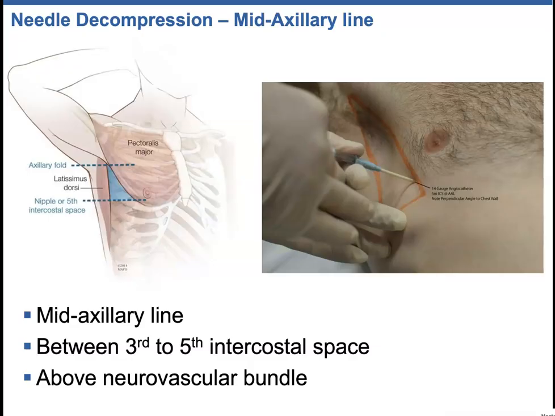And so what you're doing again is you're going above the neurovascular bundle because you don't want to damage that, and you want to put in the needle so you can start decompressing the air. And once again, you're using the needle as a tool to get through the tissue, the fat, the muscle, and then the intercostal muscle. Once you feel that pop through, then you thread through your catheter and then you're in. So that's your needle decompression.